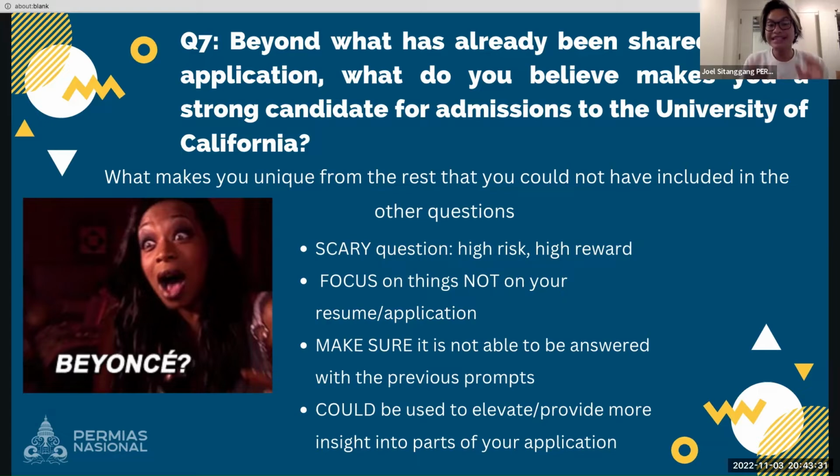So focus on things not on your resume or application. If you're talking about your accolades, maybe talk about what that made you feel, but also remember that maybe you can talk about your accolades in other questions. This is a question that's open to you, but I wouldn't encourage you if you don't have a game plan coming into this. Make sure it is not able to be answered with previous prompts and could be used to provide more insight into parts of your application.